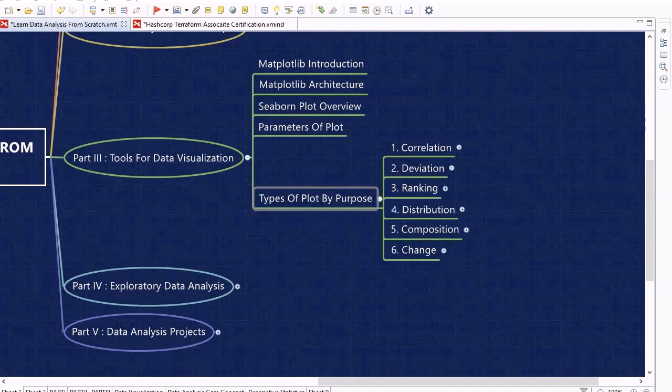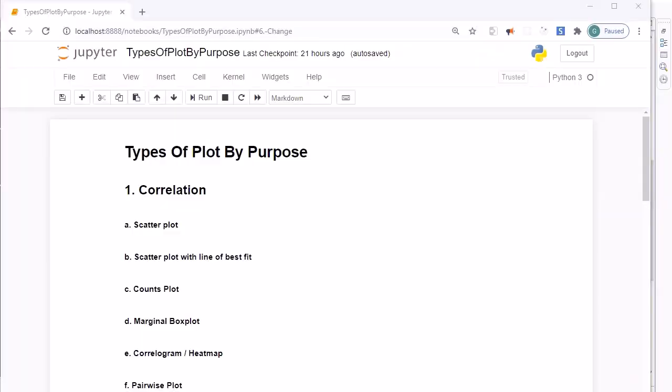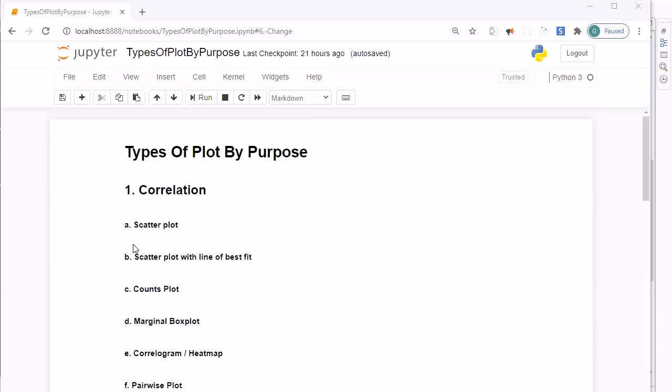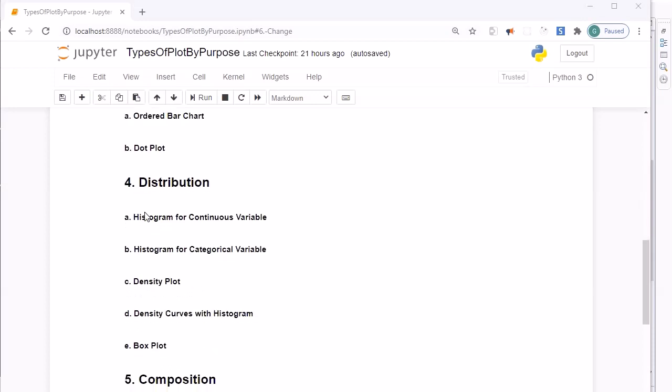Now let's discuss which plots fall into each category. So let's jump into the Jupyter notebook and we will discuss one by one in this session, and from the next session onward we will write the code for different types of plots. The first purpose we have discussed is correlation, and the plot which belongs to this is the scatter plot. We are going to write the code for a scatter plot in the next session. In this session we will discuss what plots are available in each category one by one.